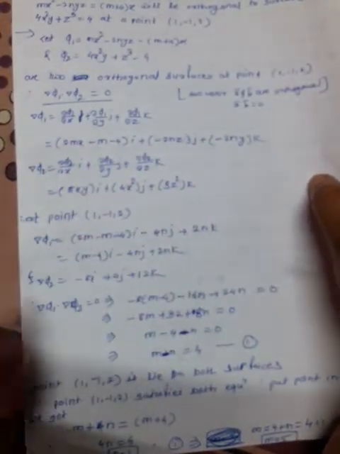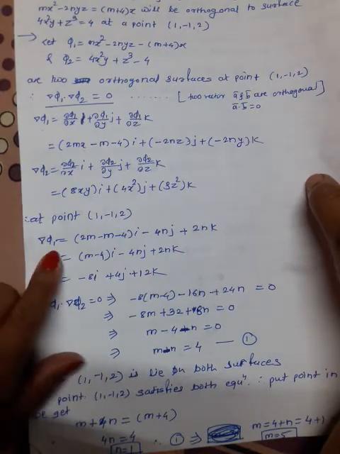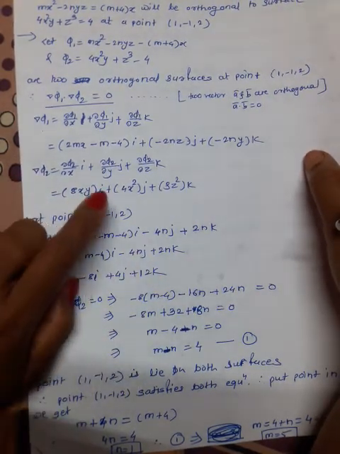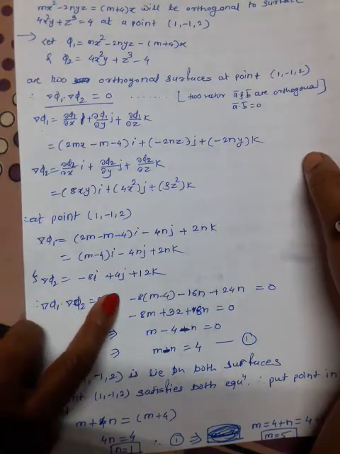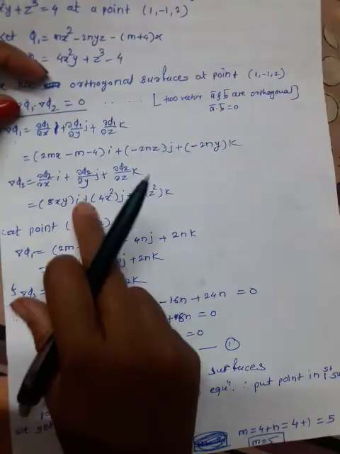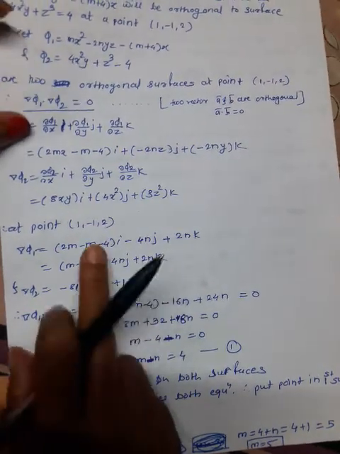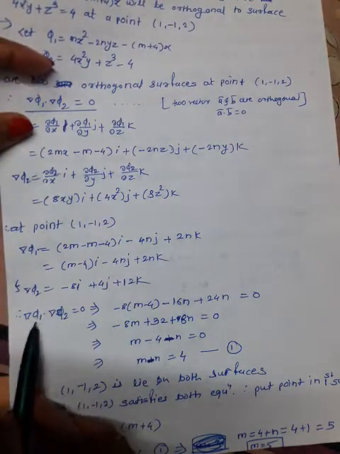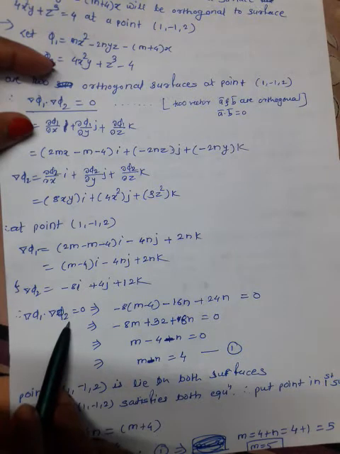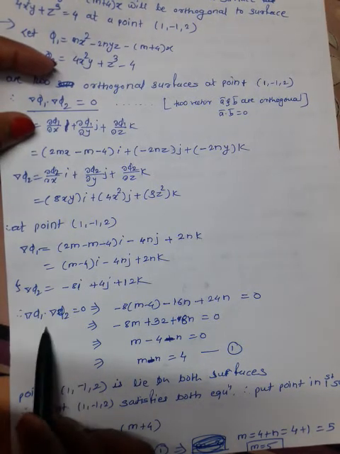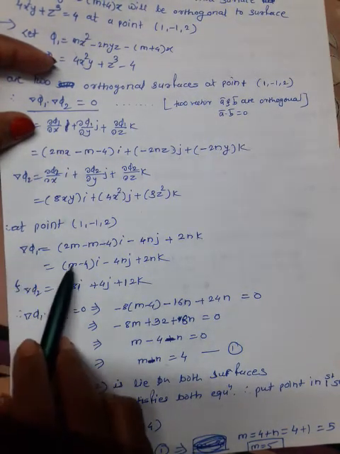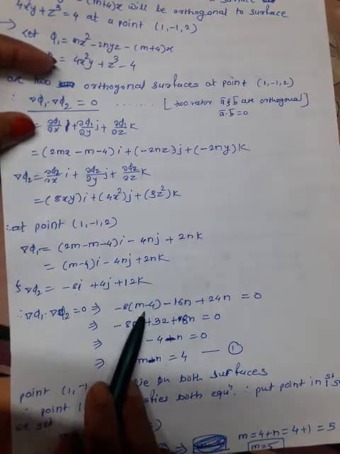Here we get del phi 1 equal to this one, and del phi 2 at the point is this, putting in the x, y, z values. Now once we get del phi 1 and del phi 2, put these values in the equation. We get del phi 1 dot del phi 2 equal to 0, which implies multiplying these two vectors. How do we multiply two vectors? By multiplying their corresponding i, j, k coefficients. The i coefficient is m minus 4 into minus 8.